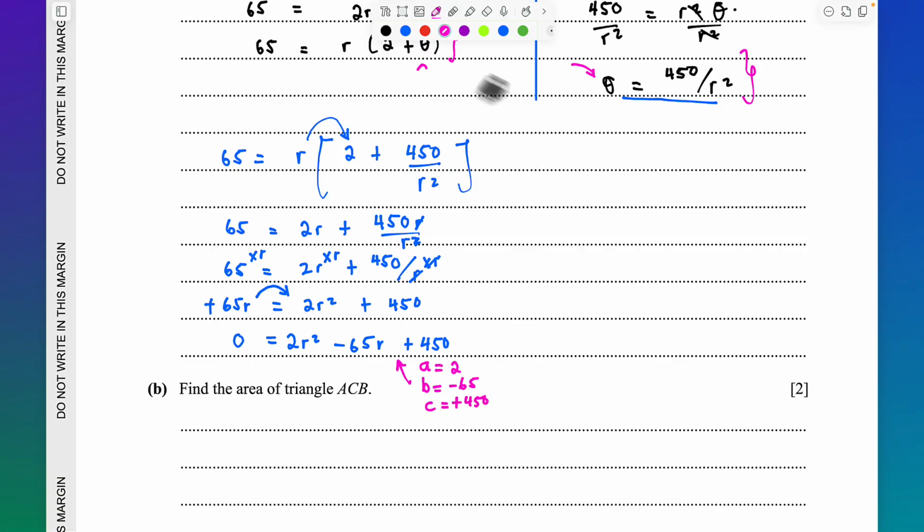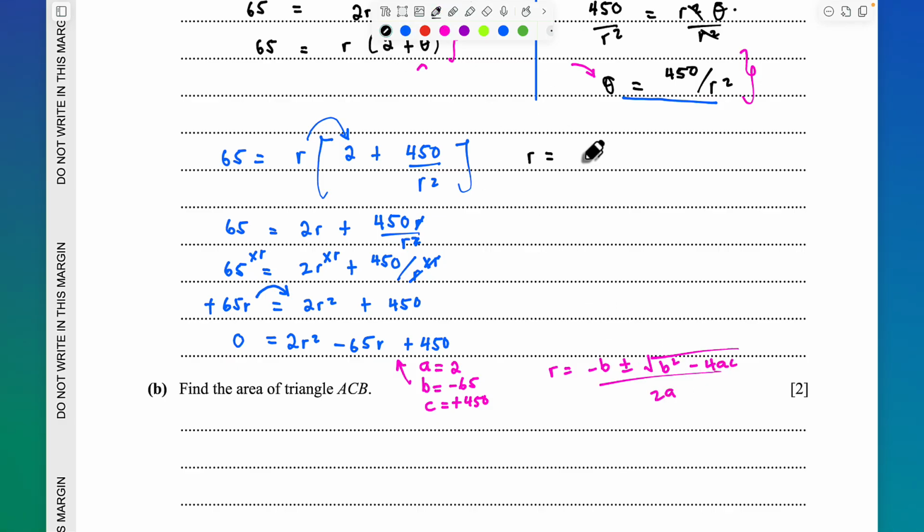So coming back up here, R is equal to, now we use the quadratic formula. The quadratic formula says, maybe I'm going to write it here: R is equal to negative b plus minus the square root of b squared minus 4ac all over 2a. Okay, so now we just need to plug and play.